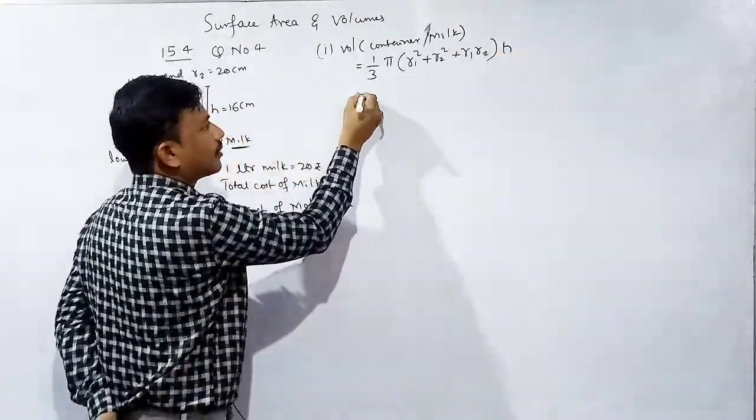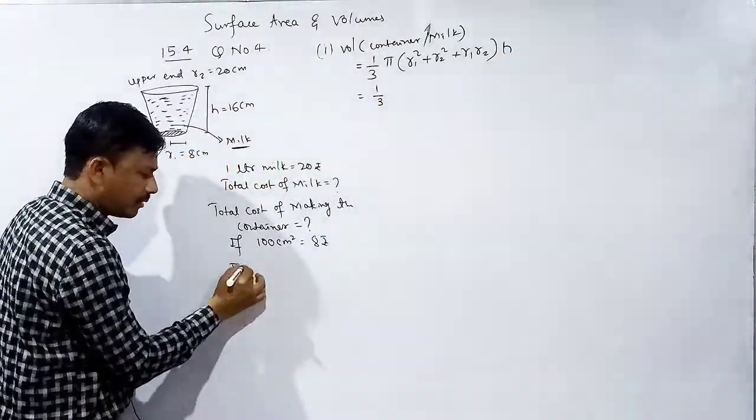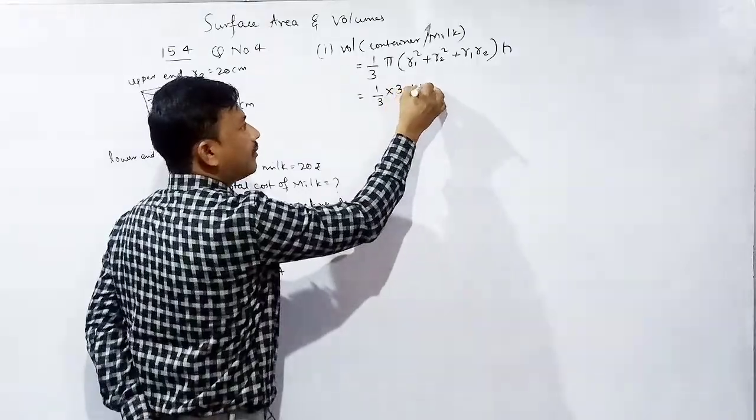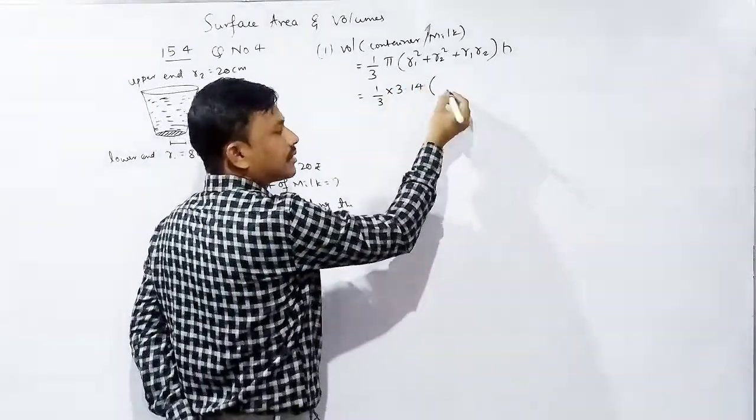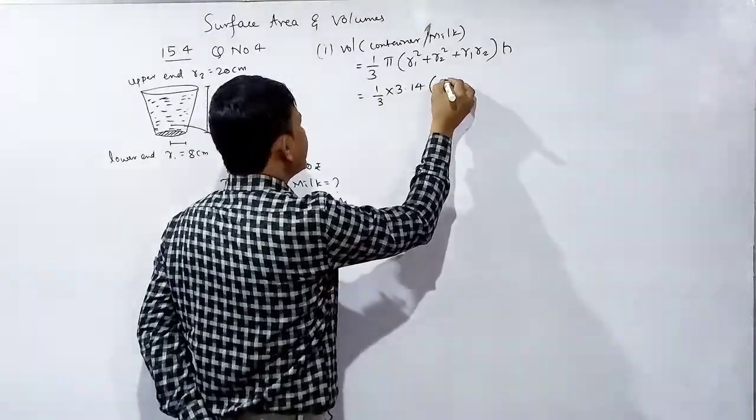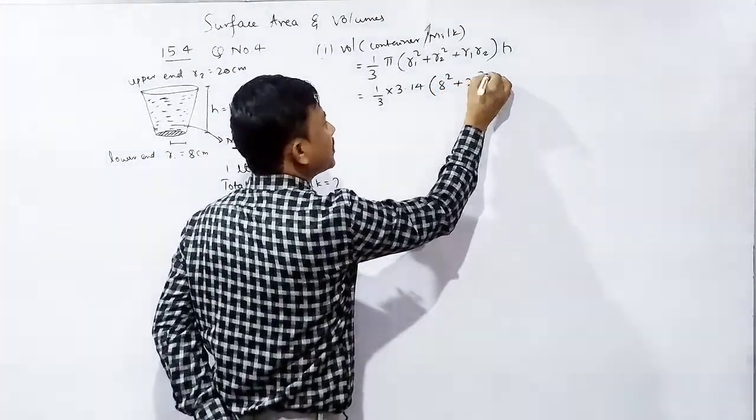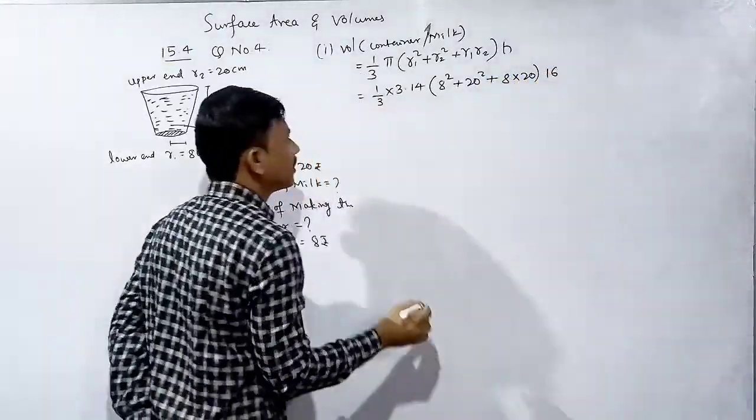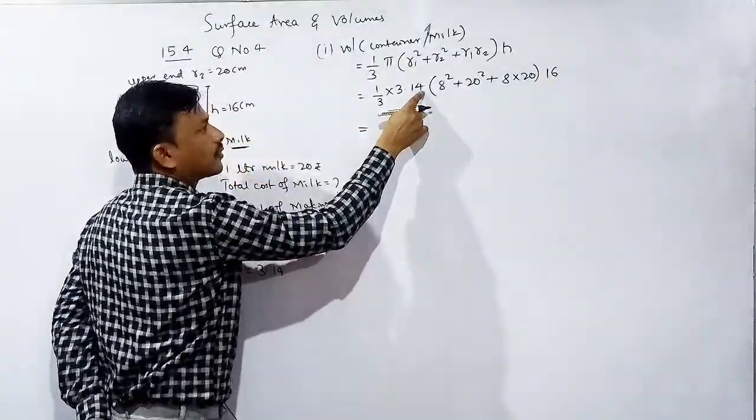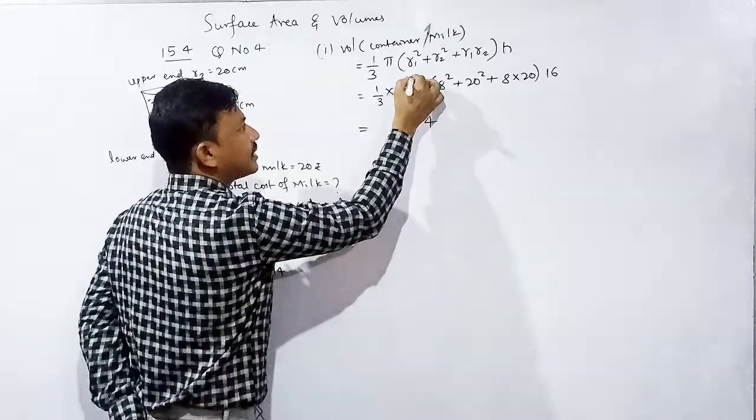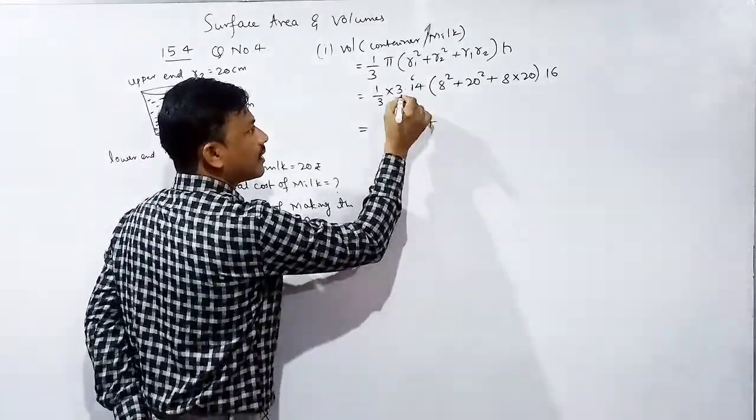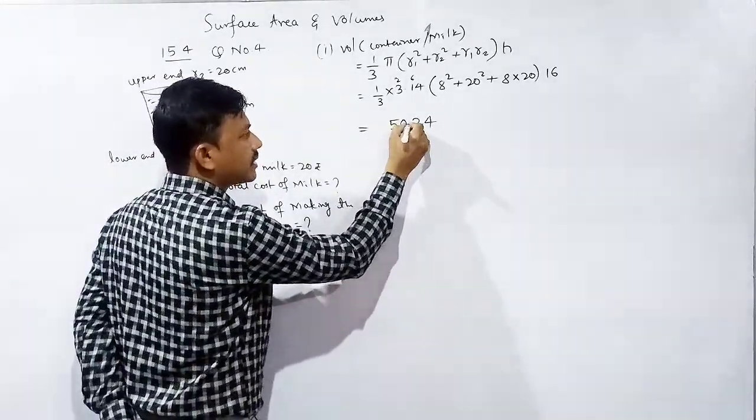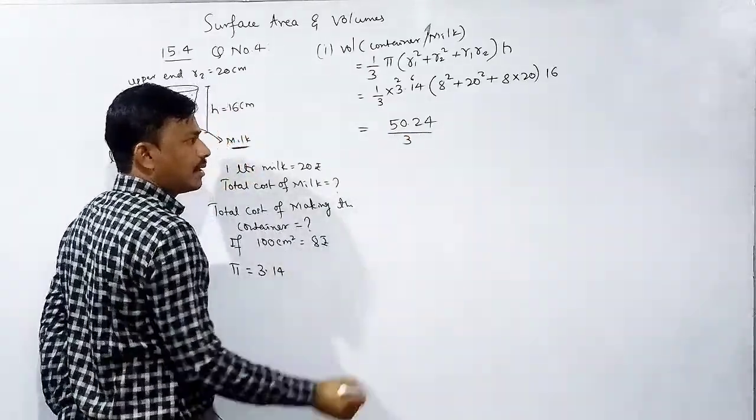Correct? This is equal to 1 divided by 3. They have given pi value as 3.14, into 3.14 in bracket. What is R1? 8 square plus 20 square plus 8 into 20. What is the height? 16. This is equal to 16 4s are 64, carry 6. 16 1s are 16 plus 6, 22, carry 2. 16 3s are 48, 50 as it is. Okay, divided by 3 in bracket.